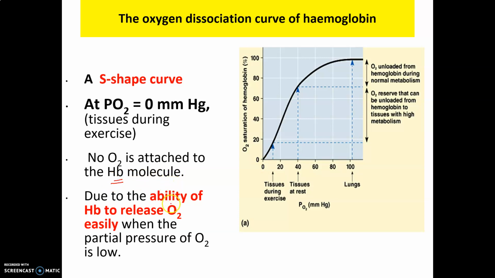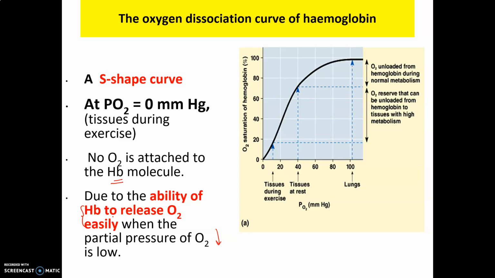Kenapa? Because due to the ability of Hb to release oxygen easily when the partial pressure of oxygen is low. Bila partial pressure of oxygen is very low, means that dalam diri dia ada oksigen, tetapi dekat luar tu kurang oksigen. So lagi senanglah dia nak beri oksigen tu dekat luar. That's why dia kata Hb is more easily to release oksigen. Kenapa? Sebabkan ada cooperative release tu juga.